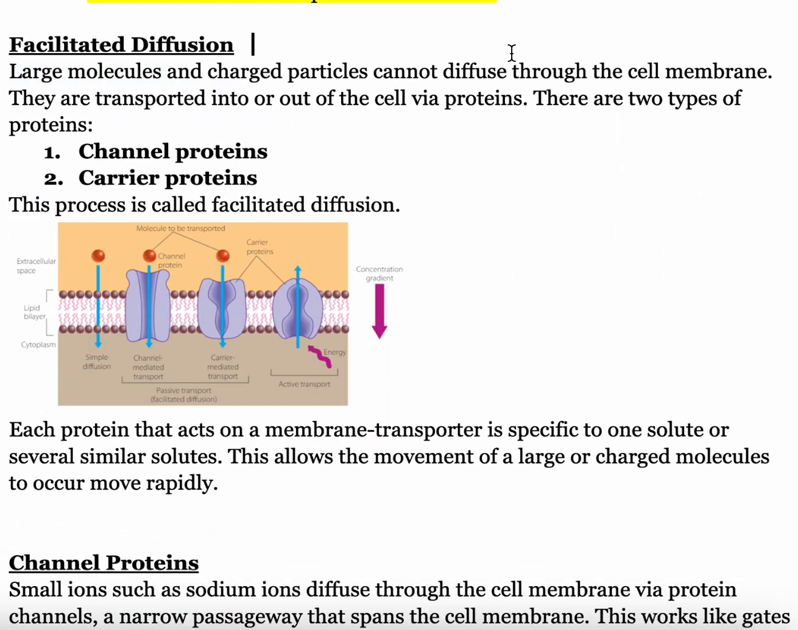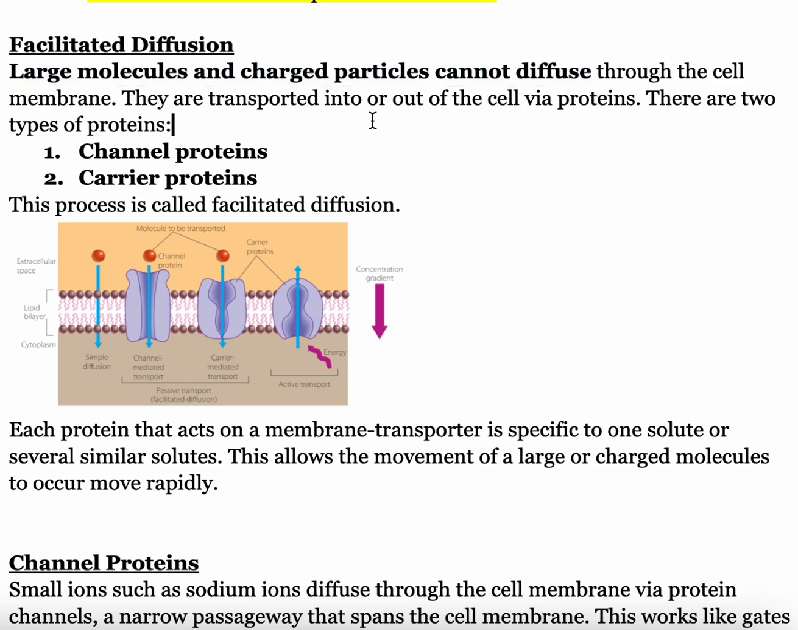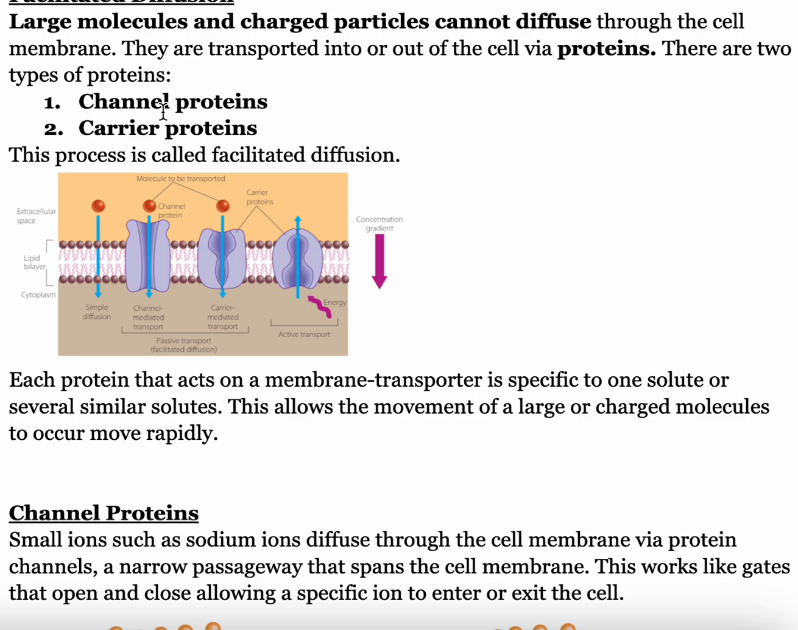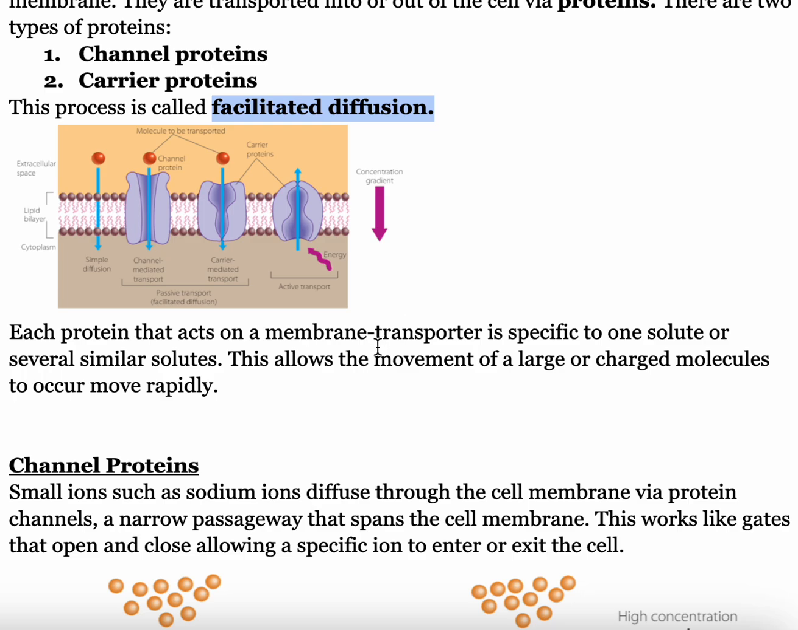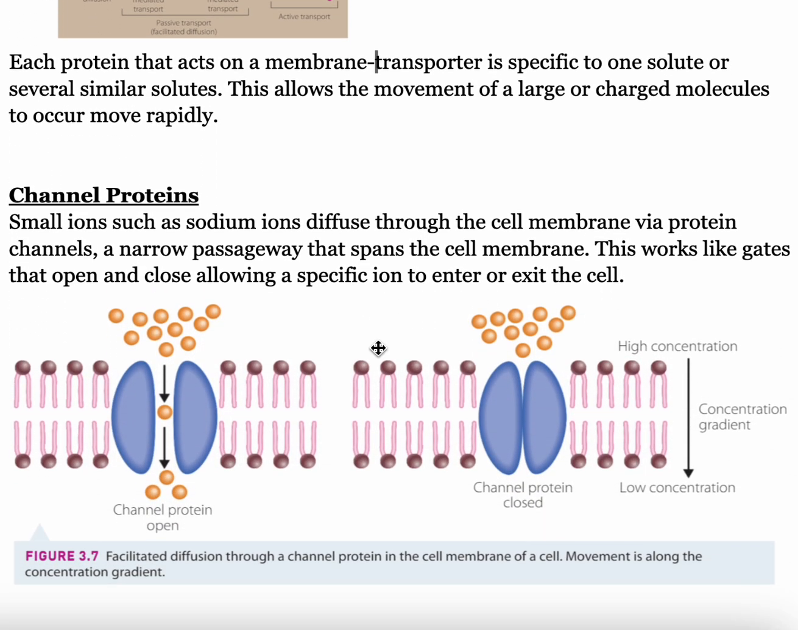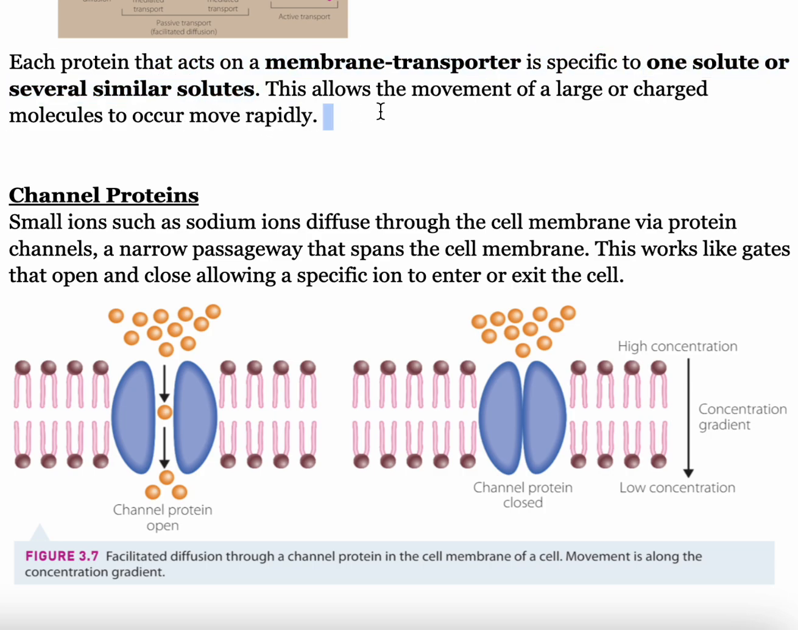Facilitated diffusion. Large molecules and charged particles cannot diffuse through the cell membrane. They are transported into or out via the proteins. There are two types of proteins, channel proteins and carrier proteins. This process is called facilitated diffusion. Each protein acts as a membrane transporter, specific to one solute or several similar solutes. This allows the movement of large or charged molecules.